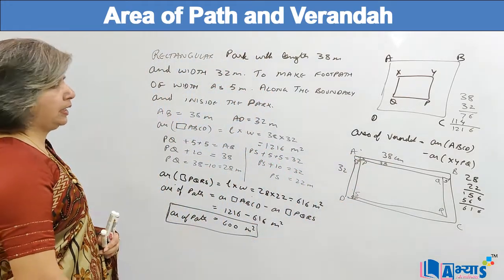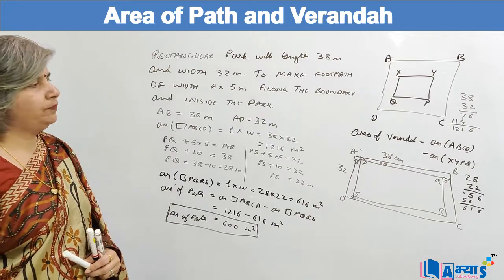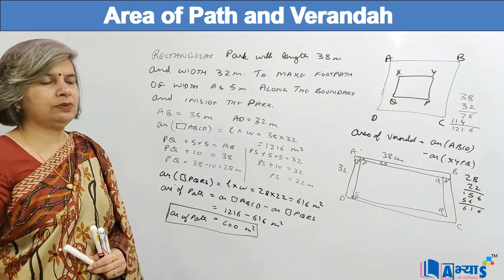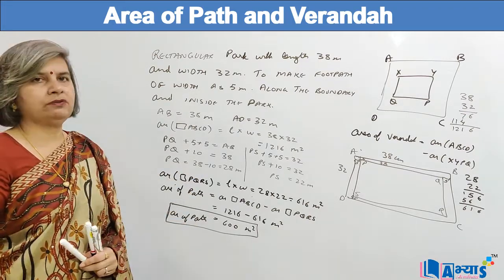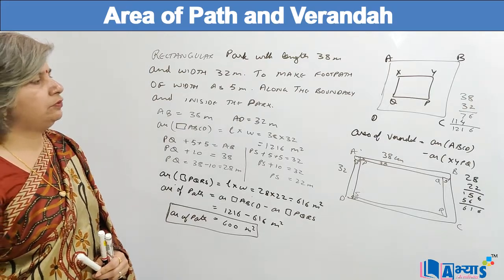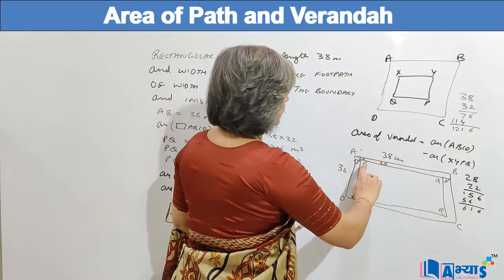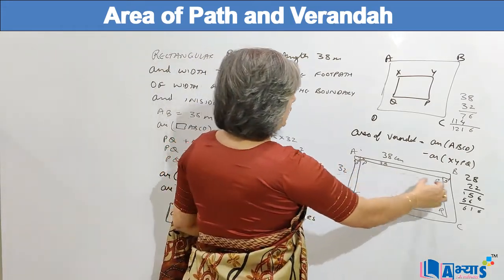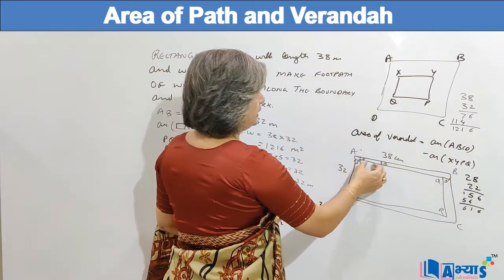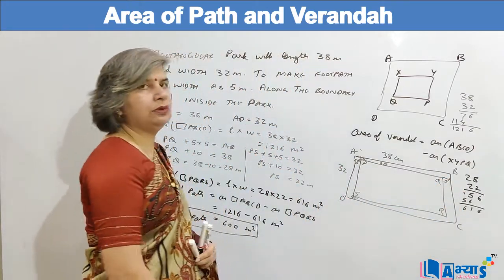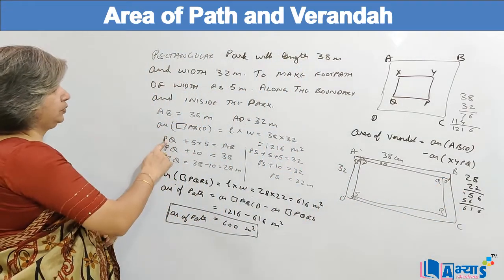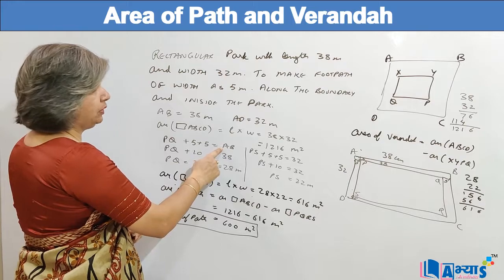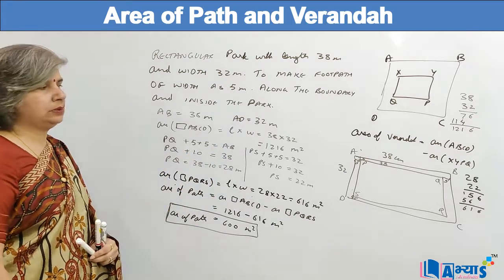So we have calculated the area of ABCD, then we calculated the area of PQRS, and then we found the area of the path. The main concept was to find the length of PQ and PS. Now we know that the path is on this side also and this side also. So this 5 plus PQ plus this 5 will be equal to AB. So we have done PQ plus 5 plus 5, or PQ plus 10, is equal to 38.